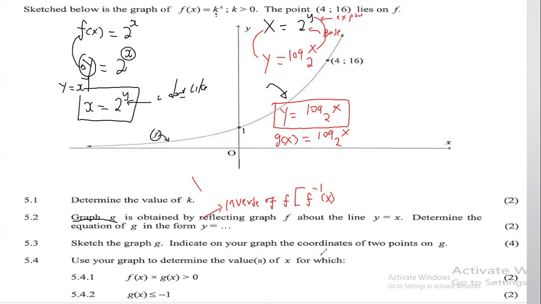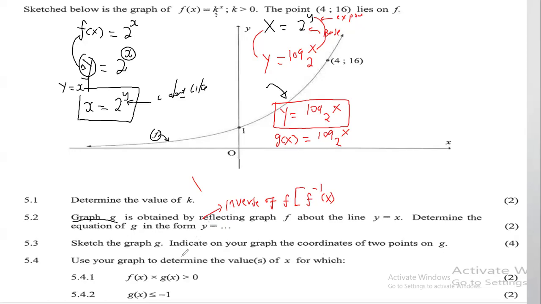Okay, I'm saying it for the last time. If I say to you, reflect the function along the line y equals x, I'm simply looking for the inverse of that function. So you get your 2 marks here.